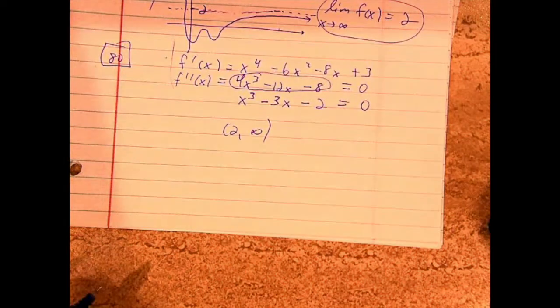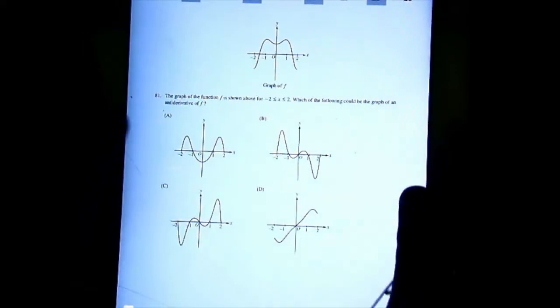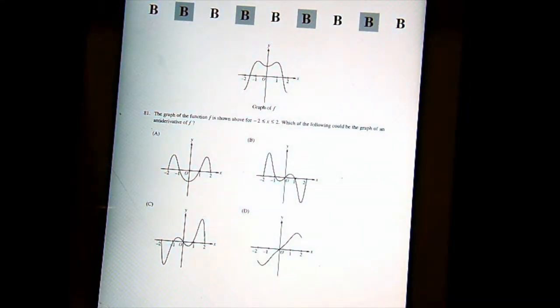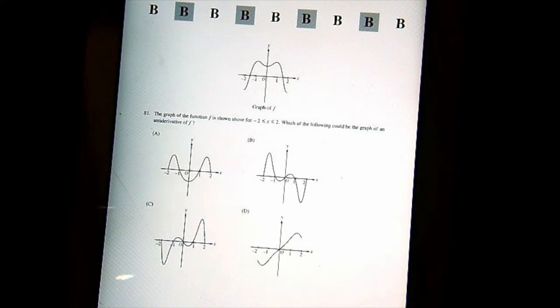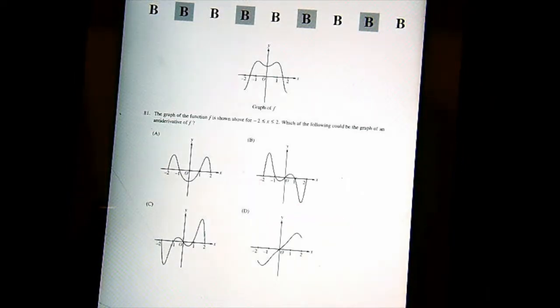Now we have some very pretty pictures. 81 says the graph of the function f is shown above for x between negative 2 and positive 2, which of the following could be the graph of an antiderivative of f. So we're asking, is this function the antiderivative of this one, or is this one the antiderivative of this one? It's a bit hard to think of it that way. The better way to think of this is the following.